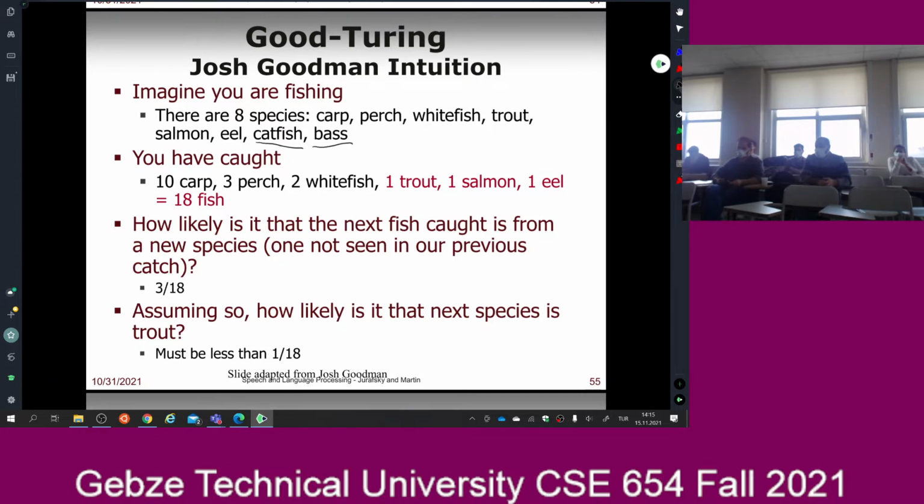So if 3/18 is the probability that I am going to catch a catfish or bass, then what is the probability of catching a trout? It should be less than 1/18, right? Because everything has to add up to 1.0. So I have to do some discounts from the trout or the salmon or the eel. Okay? So that's what we are going to do.